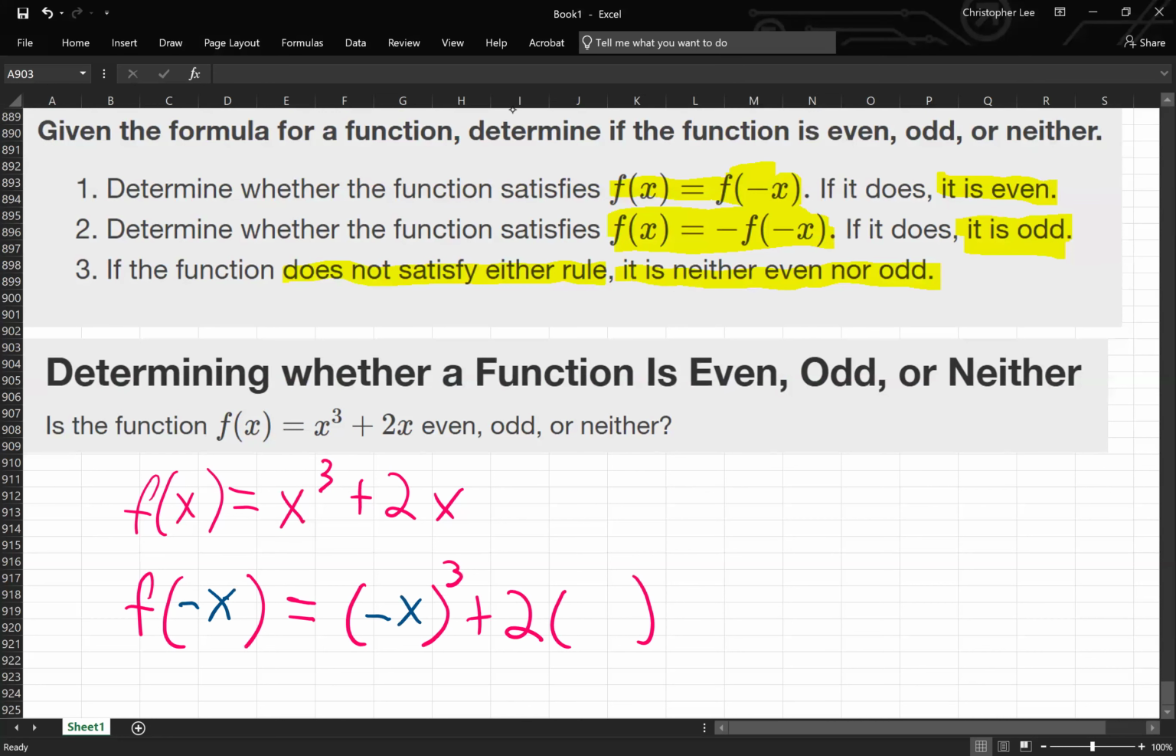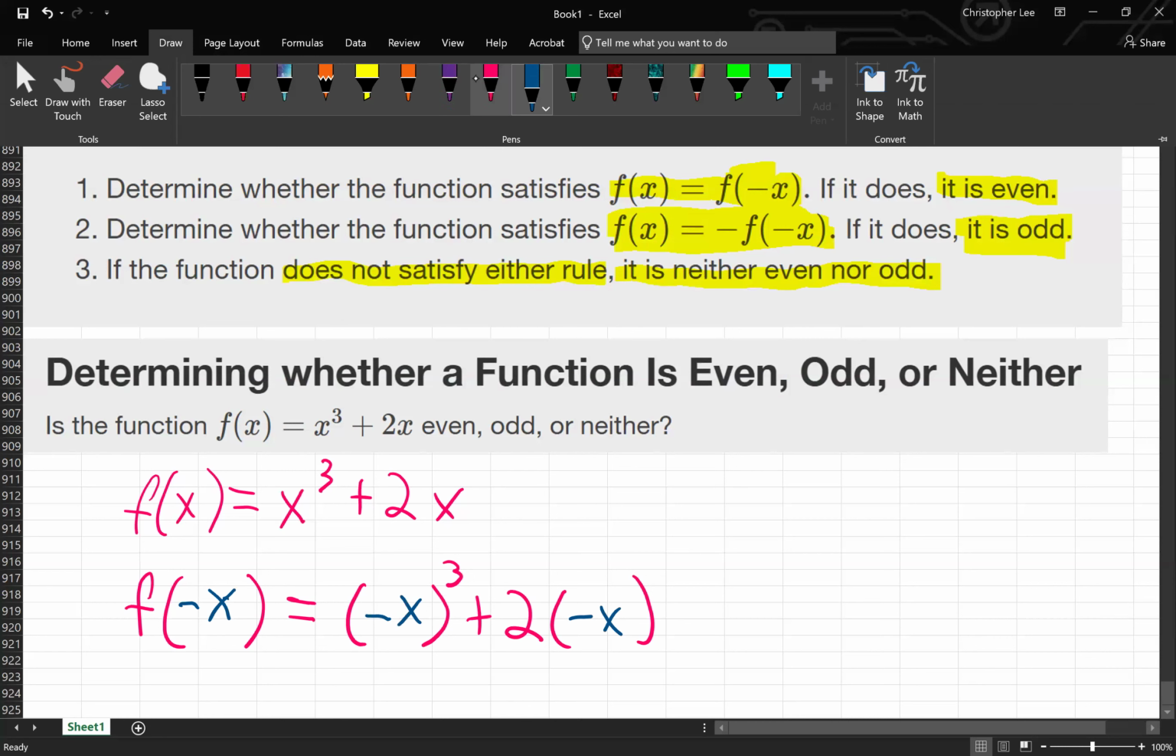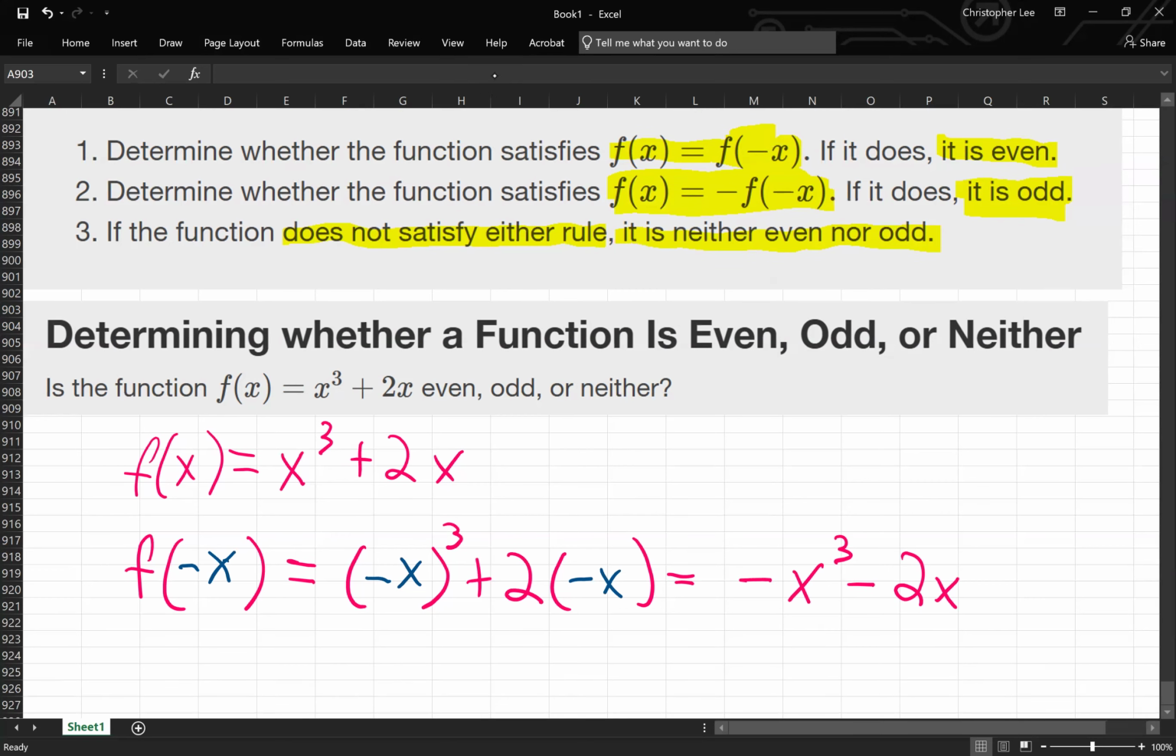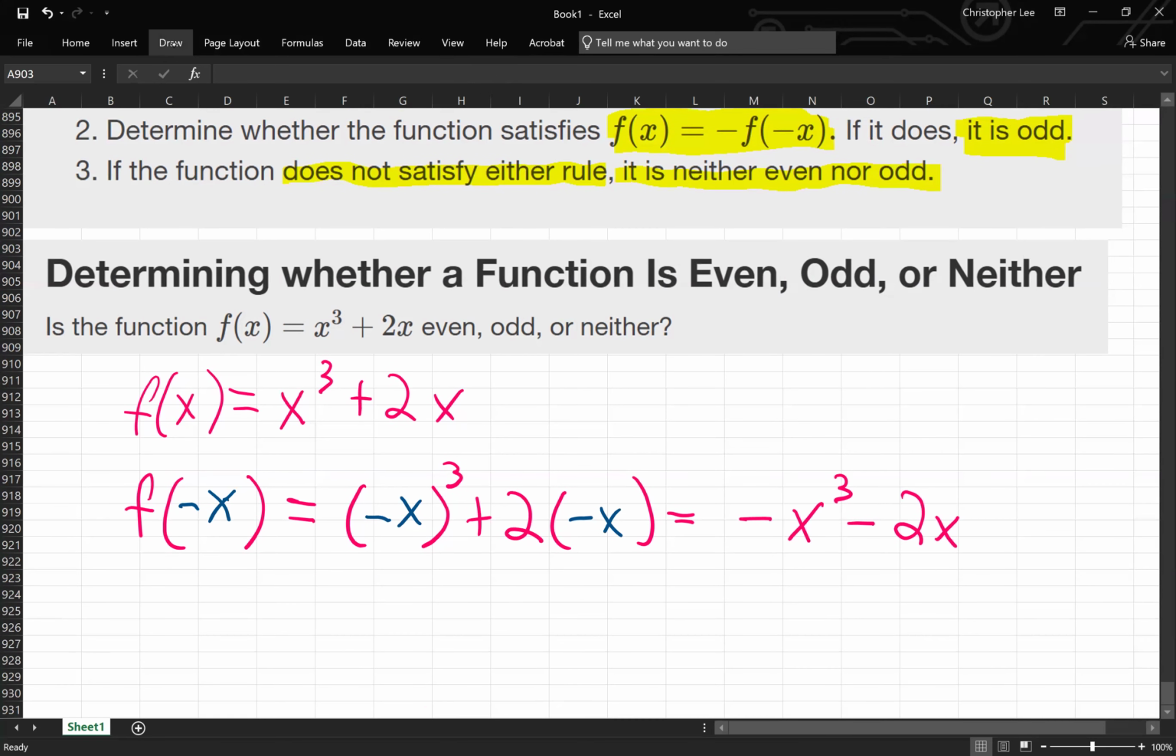My fault. So I'm plugging in negative x real quick, right? Let me see what happens when I do that. I do the math on it. What does this become? This becomes negative x cubed minus 2x, right? Is that the same thing as the original? No. All right. Let's go one step further.